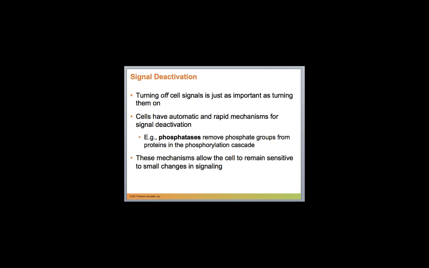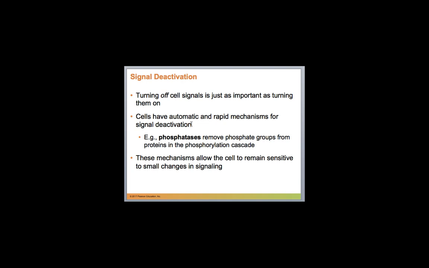So signal deactivation takes place when we turn off a cell's signal. So turning off a cell is just as important as turning on a cell, right? So cells are going to have these automatic and rapid mechanisms for signal deactivation. We said before that kinases were enzymes that add a phosphate. Usually when we add a phosphate, we're activating something.